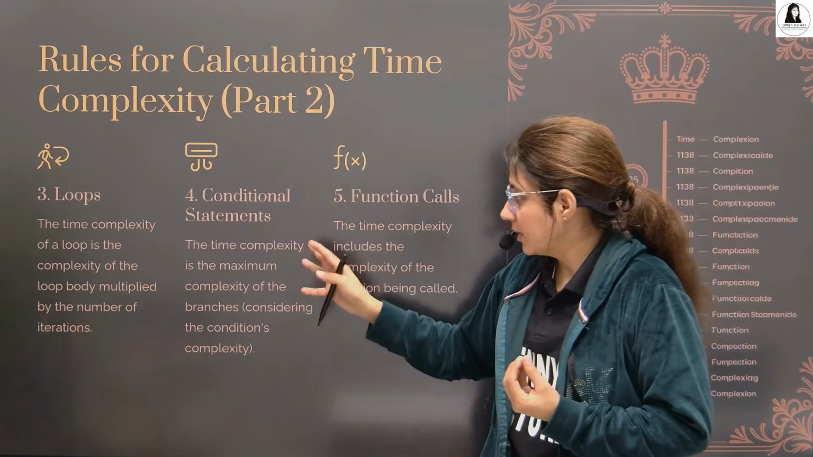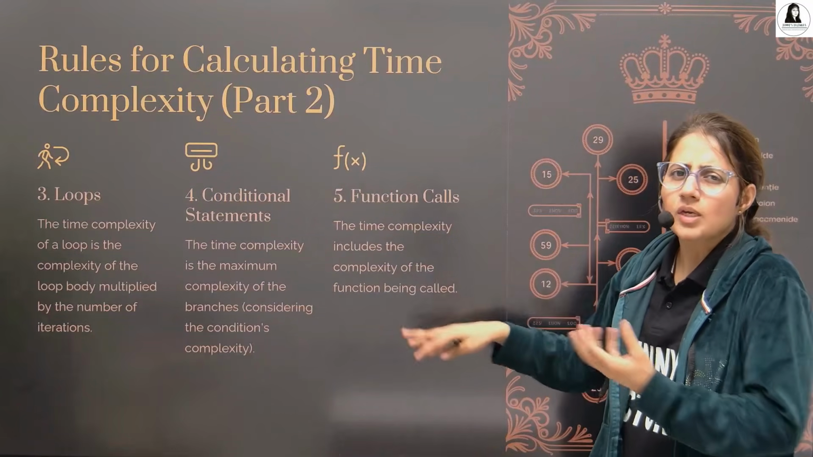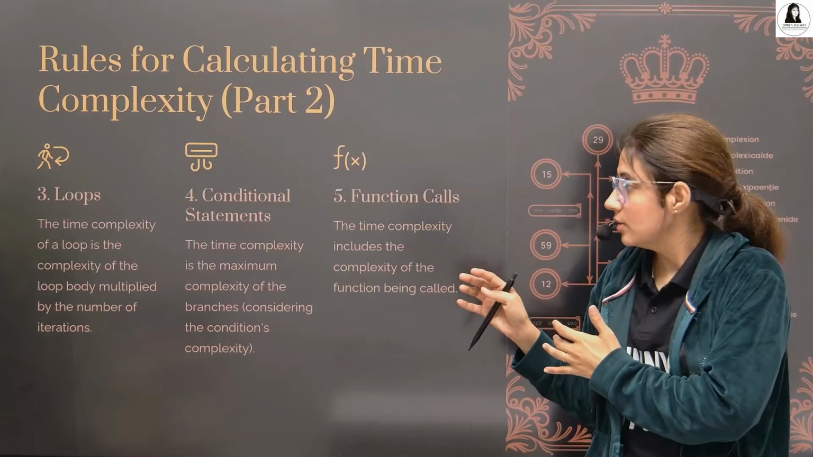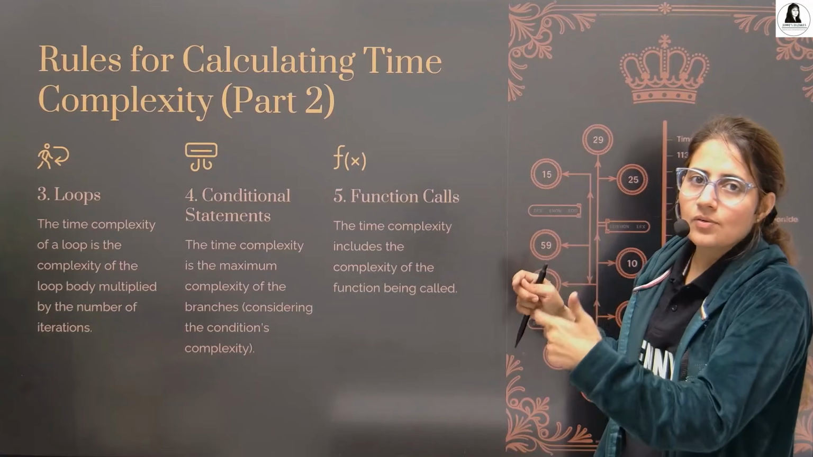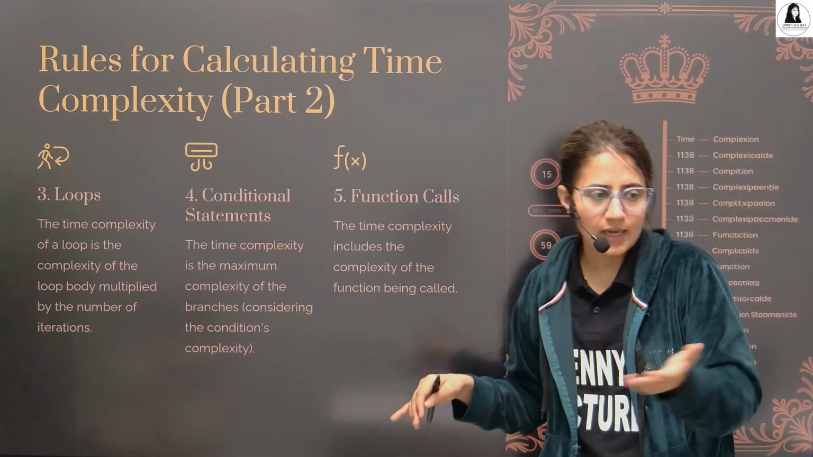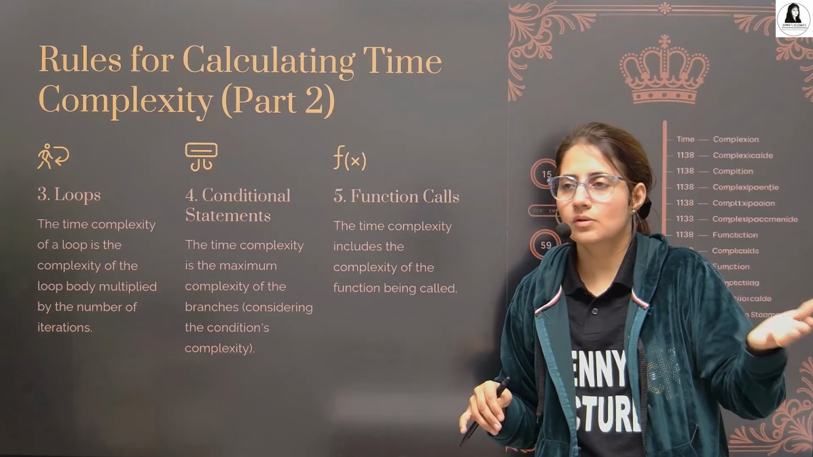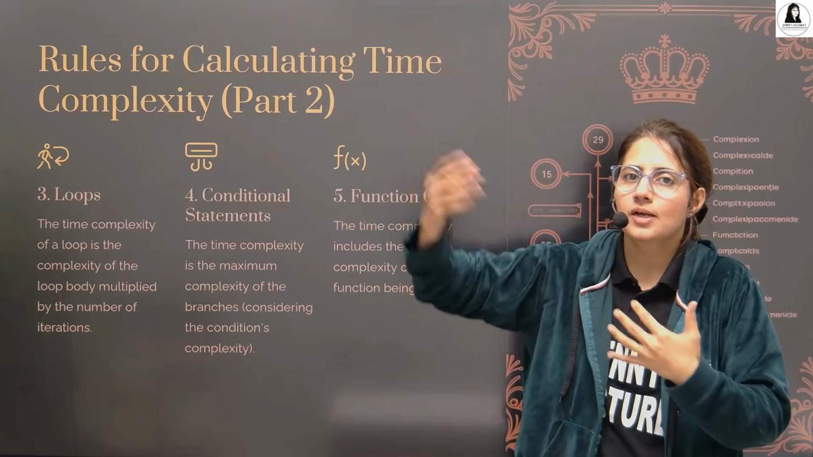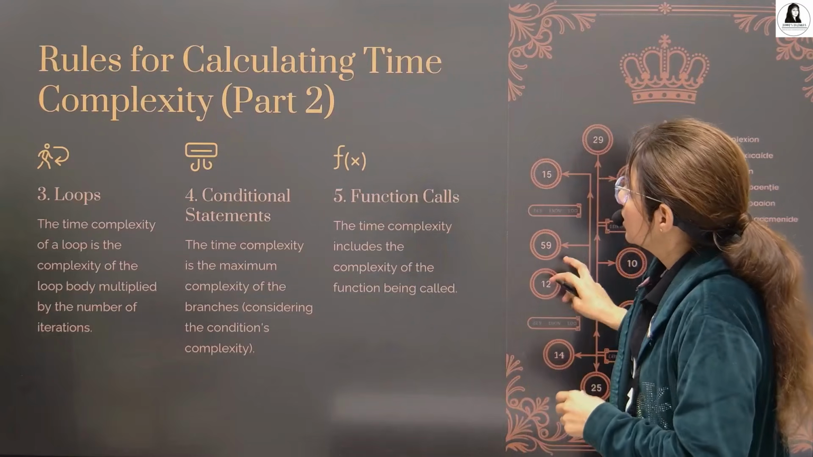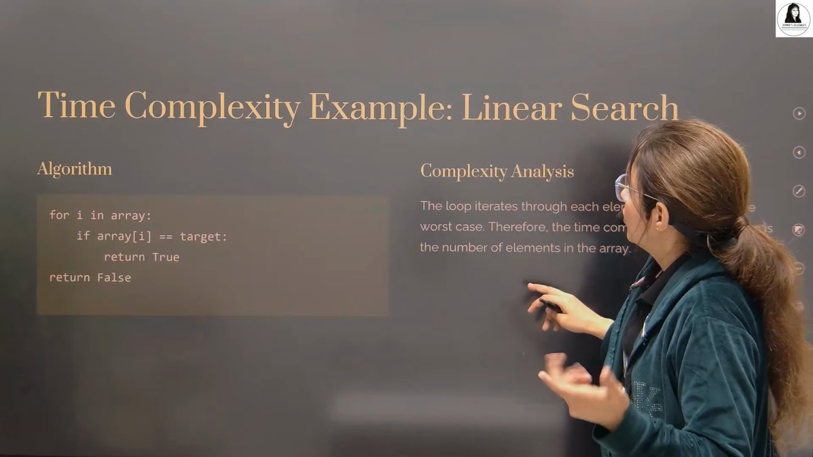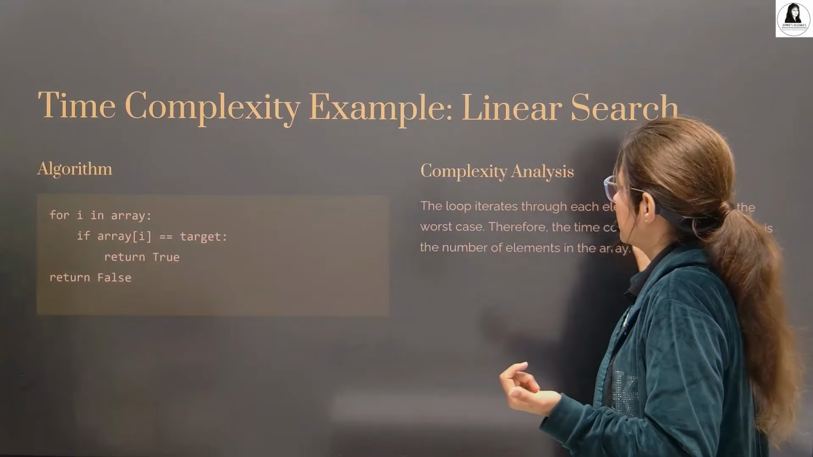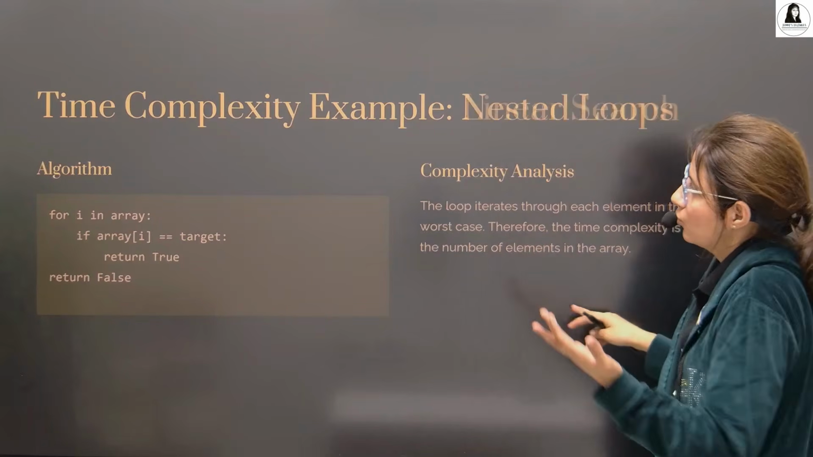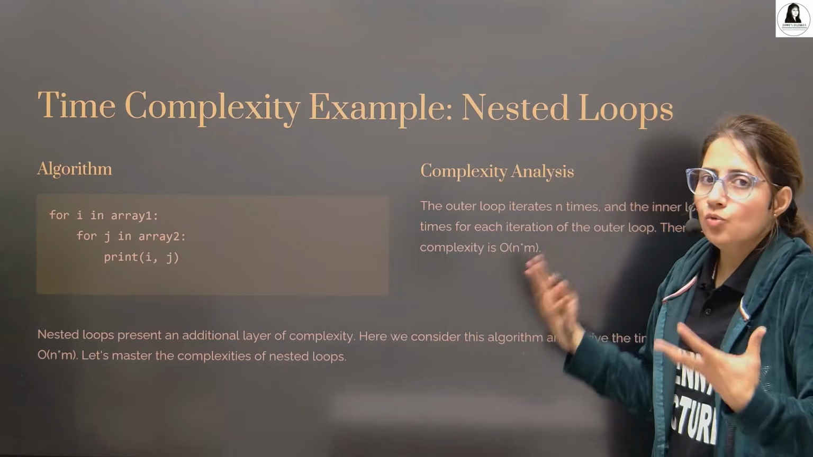If you have a conditional statement, then also we can calculate. Function call, recursive call and all, we will see later. But recursive call basically we'll discuss later. Function call we have seen, like linear search was a method and we were calling that function once. So how to calculate the time complexity, we have seen that, right? These are some few examples of how to calculate. This is for nested loops.